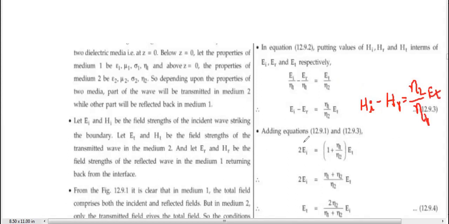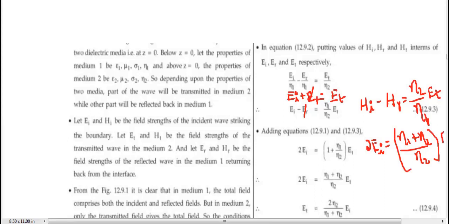Got it? So adding the two functions, what are the two functions here? EI plus ER is equal to ET, and EI minus ER is equal to eta 1 by eta 2 into ET. Add the two functions, and ER cancels. 2EI is equal to 1 plus eta 1 by eta 2, into ET. Taking the LCM of eta 2, it becomes eta 1 plus eta 2 over eta 2, multiplied with the ET function.